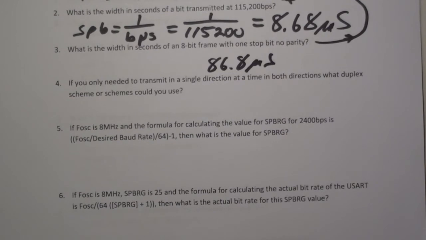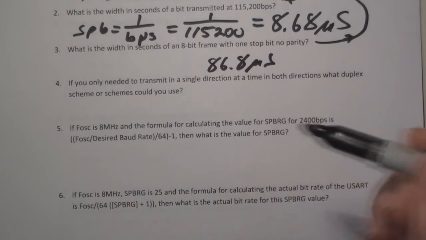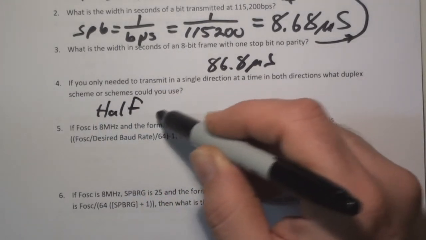If you need to transmit in a single direction at a time in both directions, what duplex scheme or schemes could you use? We could either use half duplex or full duplex. Half or full.